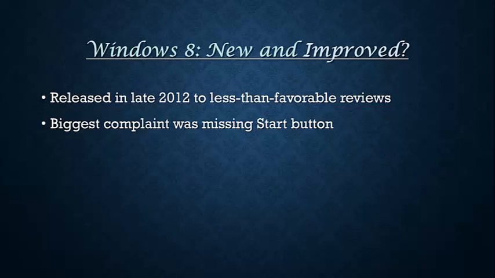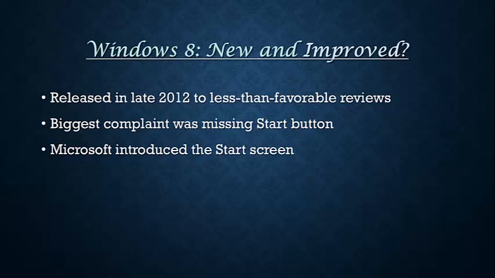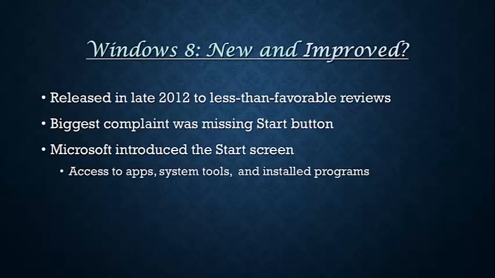The biggest complaint that people had was the missing Start button. The Start button and Start menu had been a part of Windows since Windows 95. To replace the Start button, Microsoft introduced the Start screen. The purpose of the Start screen is to access apps, system tools, and pretty much all the installed programs that are on a computer.